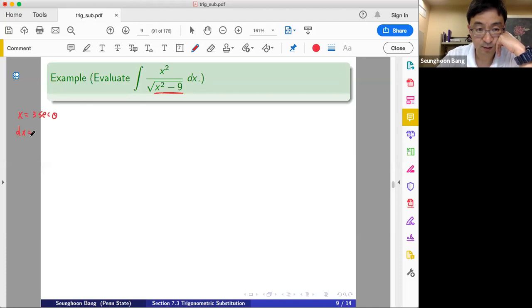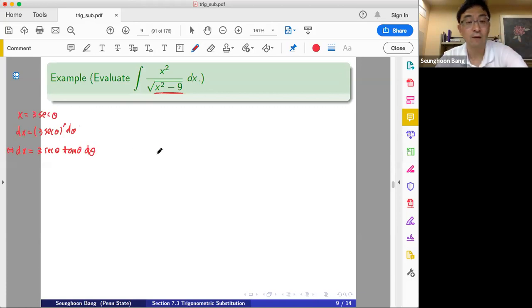Oh yeah, so like this one. 3 secant theta prime d theta. Yep. So we have dx equals 3 secant theta times tangent theta d theta. Yeah, we have it. So next, change the integral. What is x? x is 3 secant theta.